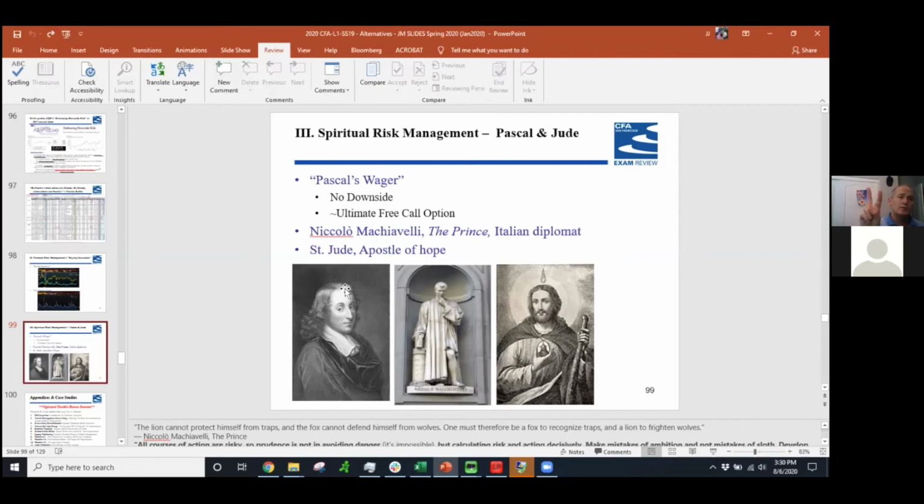Second was to be your personal risk manager. Please don't cancel your insurance. As your spiritual risk manager, this is not preachy. This is game theory. Think about Pascal's wager. Pascal is the famous mathematician and philosopher. He says in Pascal's famed wager, there is no downside to believing in a higher power.